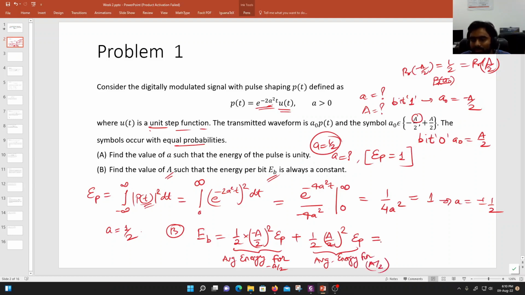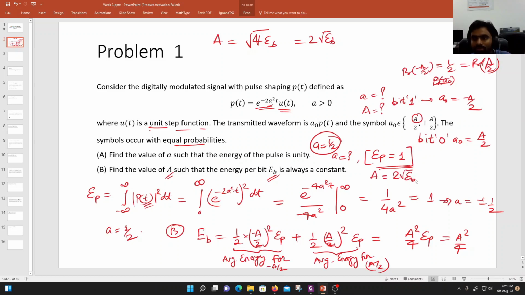Plus A by 2. So by solving this one, you will finally get A square by 4, and EP is already given as unity, so it would be A square by 4, and the value of A will be 4 EP under root, that is 2 root of EP. Clear? So in the second part, we will get A equal to 2 under root EB.